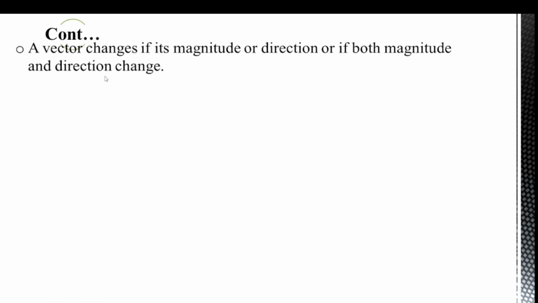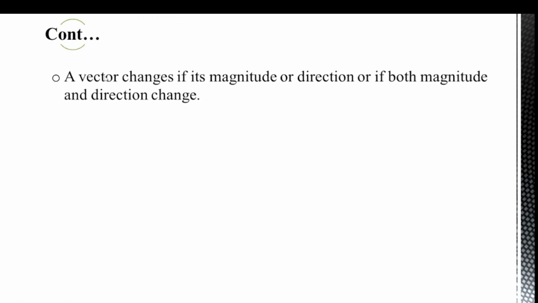Great. Among them, the first one is that a vector changes. A vector can change if we change magnitude. A vector can change if we change direction. A vector can change if we change both magnitude and direction. So a vector changes if its magnitude or direction changes, or if both magnitude and direction change.